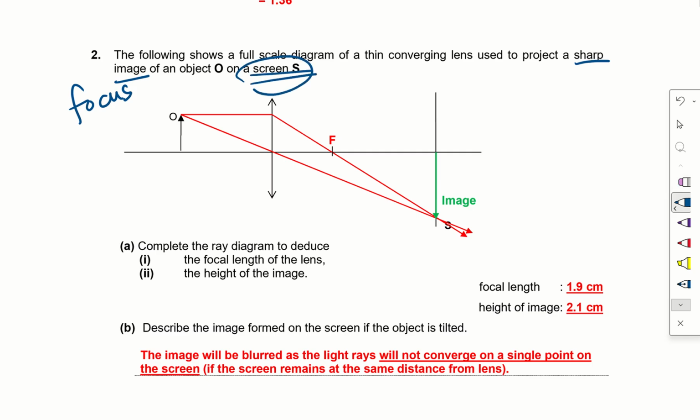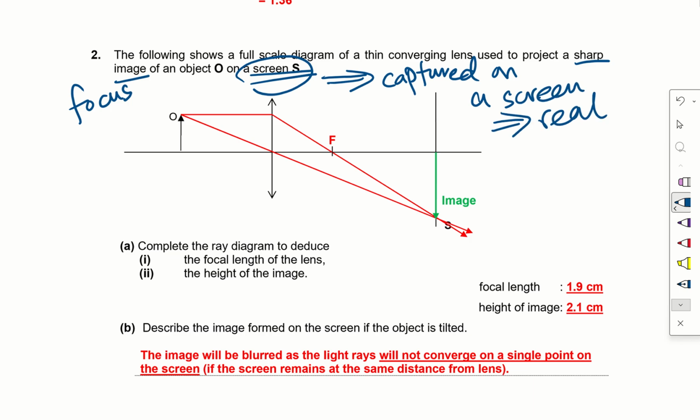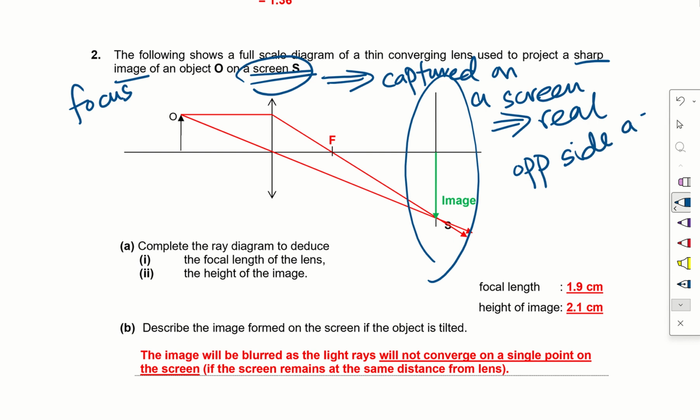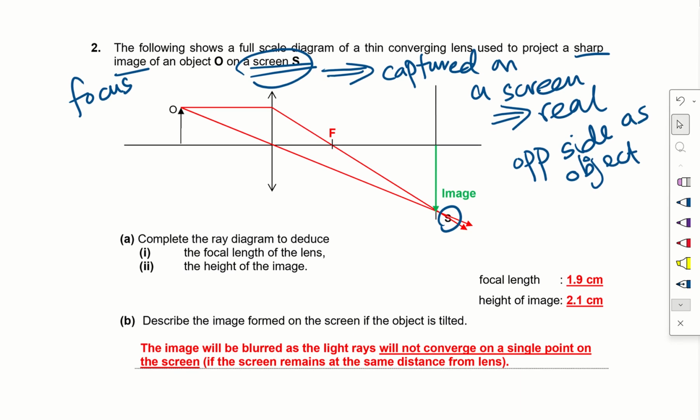So if it's on a screen S, that means it can be captured on a screen. And if it's captured on a screen, that means it is real. And if it's real, then it must be on this side. Must be on the opposite side as the object. Okay, we discussed this in question 1, right? So it must be on the opposite side. So we have the screen over here. This is the screen. So they want us to complete the ray diagram.